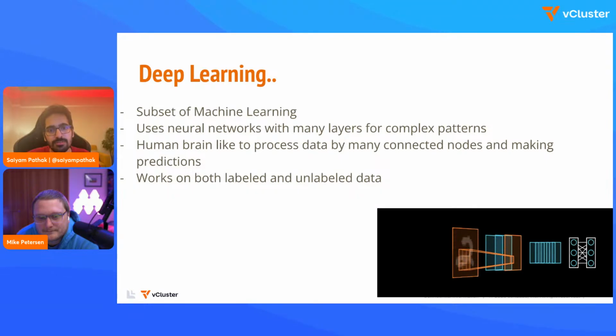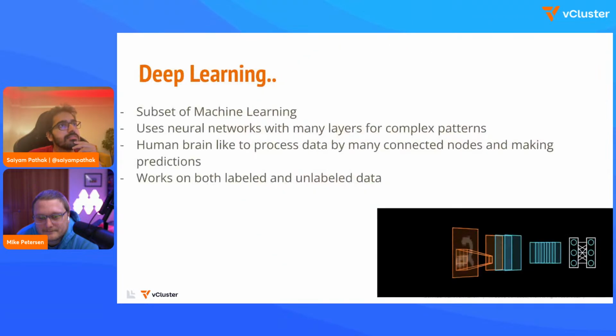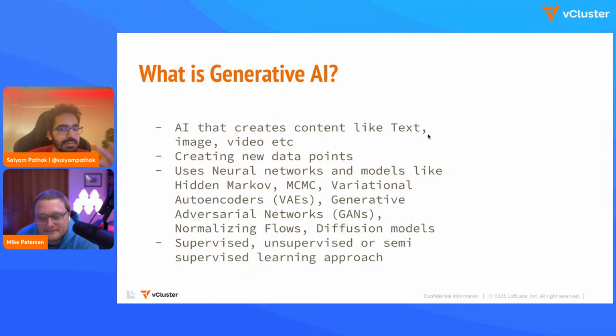So it creates those new data points. I think I should have it somewhere. Let me see if I have it. Yeah, it should be the next slide, hopefully. And by the way, this deep learning works on both labeled and unlabeled kind of data. That's how the Venn diagram looks. Yes, AI that generates text, image, video, creating new data points. So it tries to create those new data points. That is the whole crux.